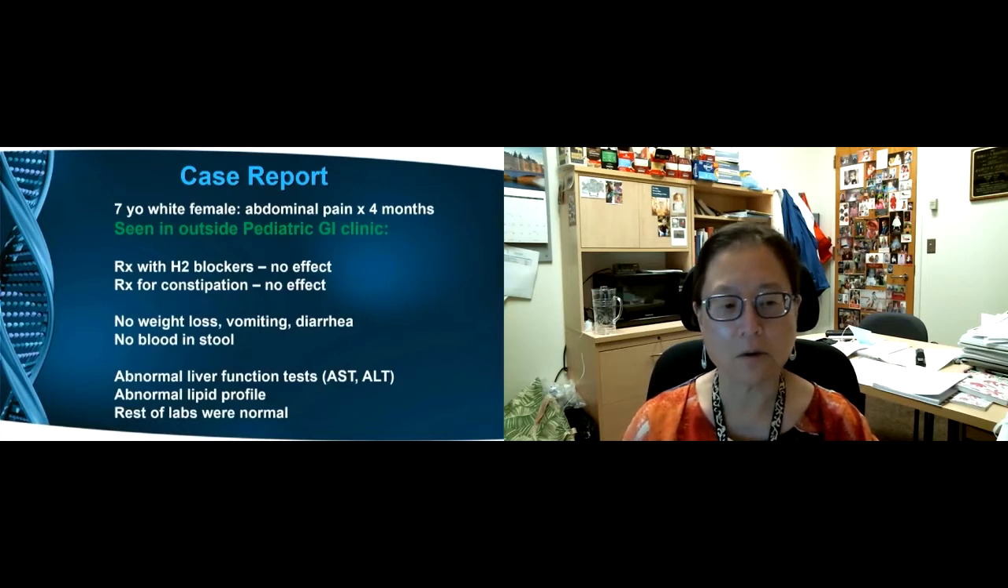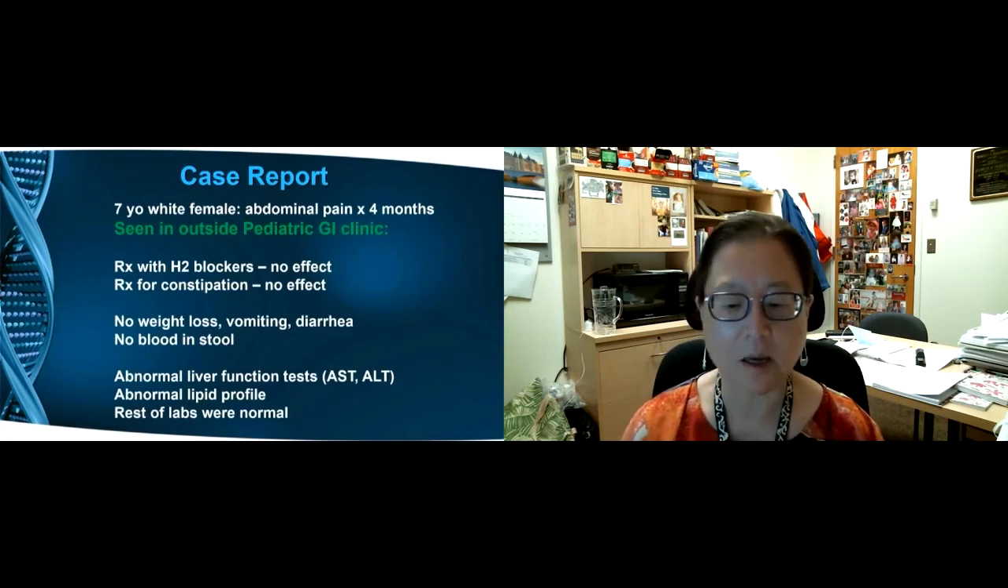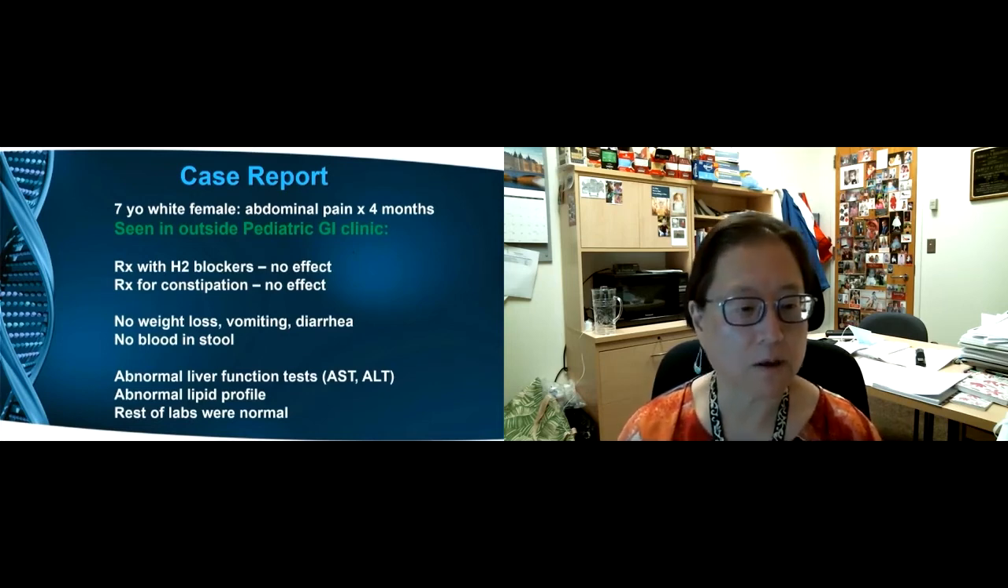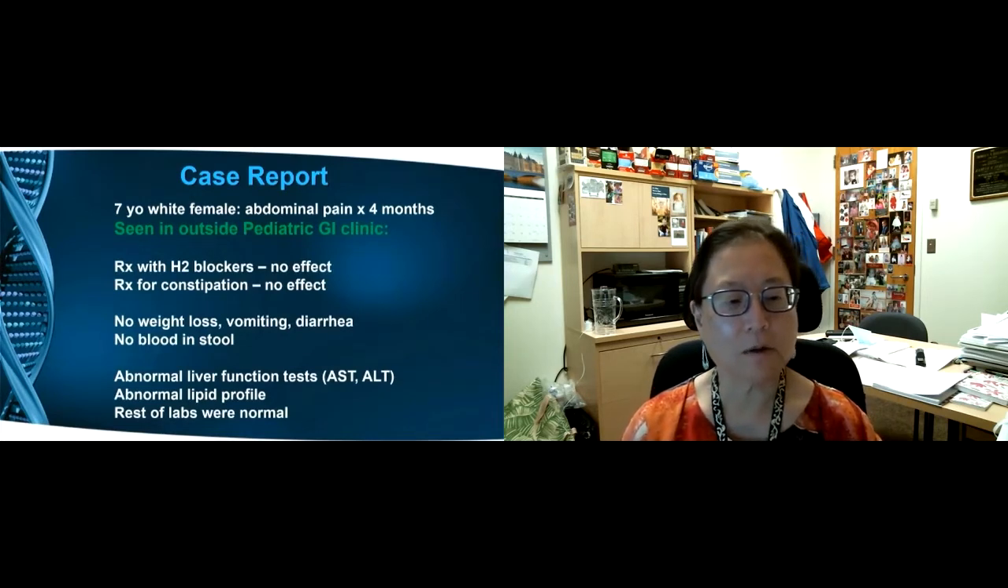She was also noted to have abnormal liver function tests when they did some general blood work. At the time, she was also noted to have an abnormal lipid profile. However, the rest of her labs were normal.